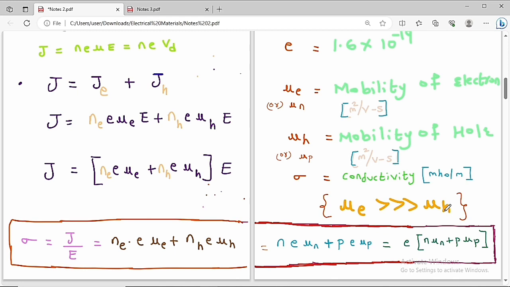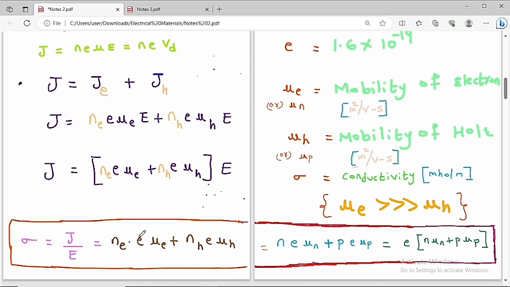So because of this reason only, the mobility of the electrons will be very much higher than the mobility of the holes. Means suppose if you are going to apply a unit electric field, the velocity of the electrons will be much higher than the velocity of the holes. So because of this reason only, I can say that the mobility of the electrons will be very much higher than the mobility of the holes.